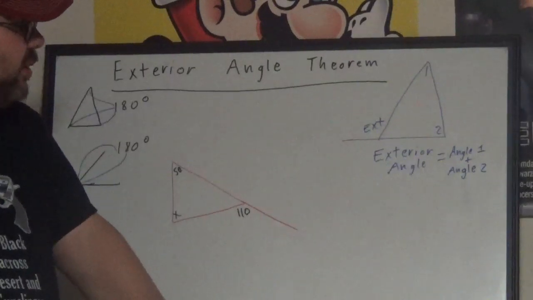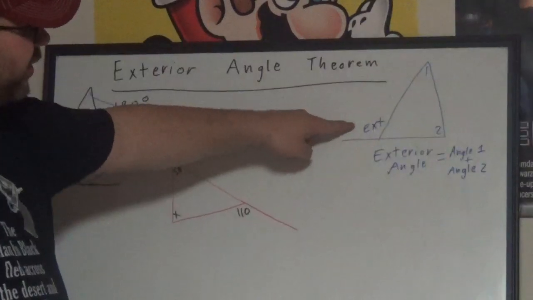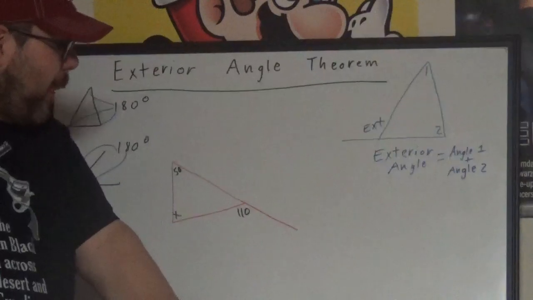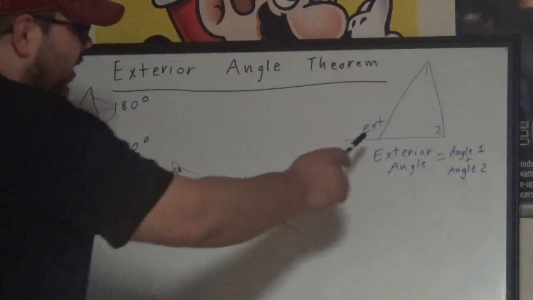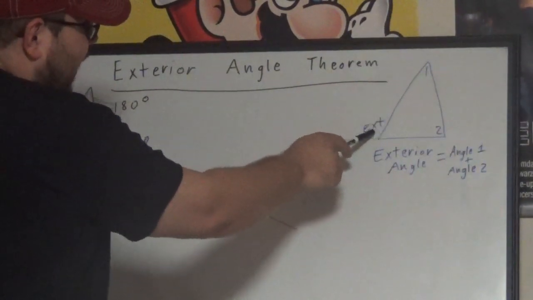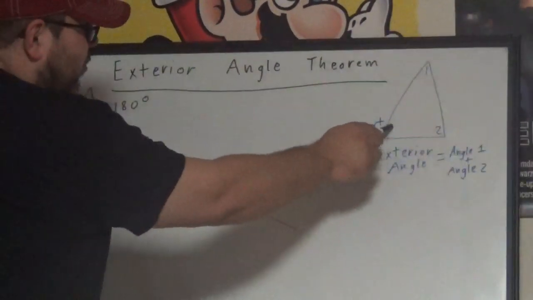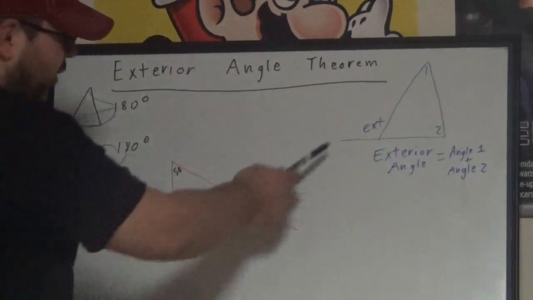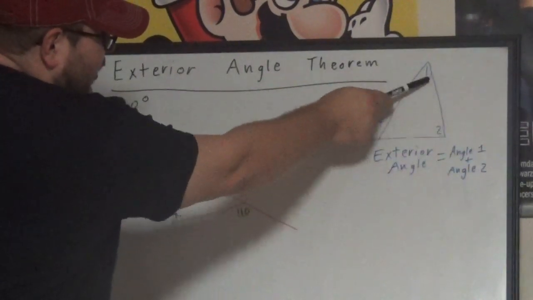So I labeled them angle 1 and angle 2. The exterior angle is equal to both of those added together. That works because the total number of degrees inside the triangle is 180, and the exterior angle plus this angle, the consecutive angle, also equals 180. Therefore, the exterior angle equals the sum of these two angles.